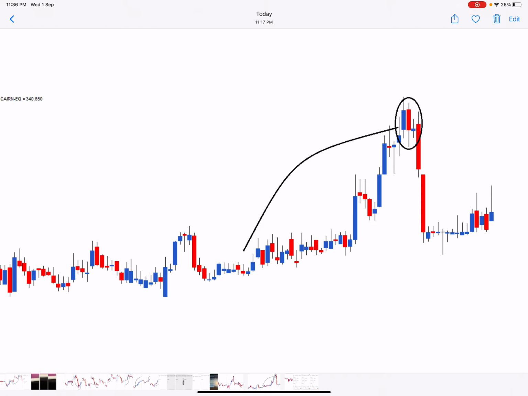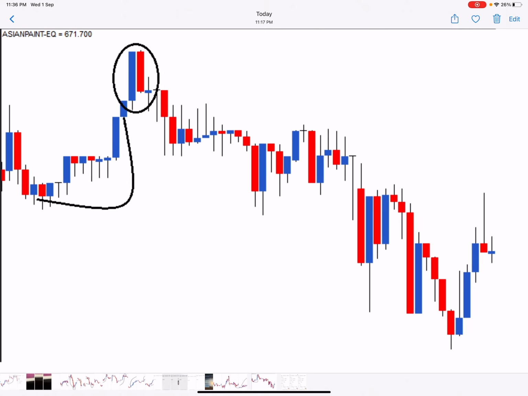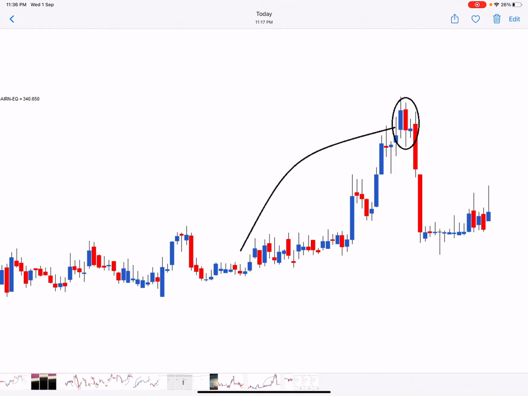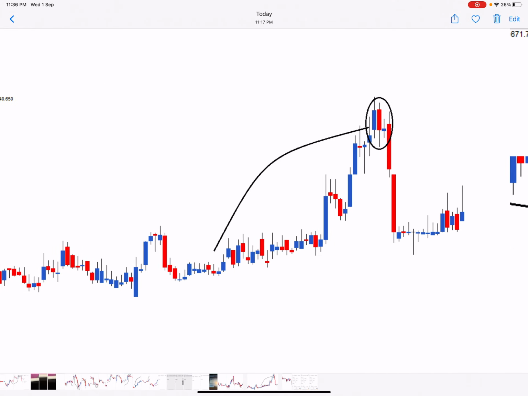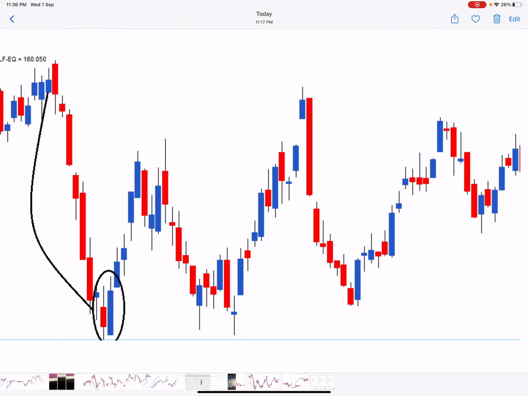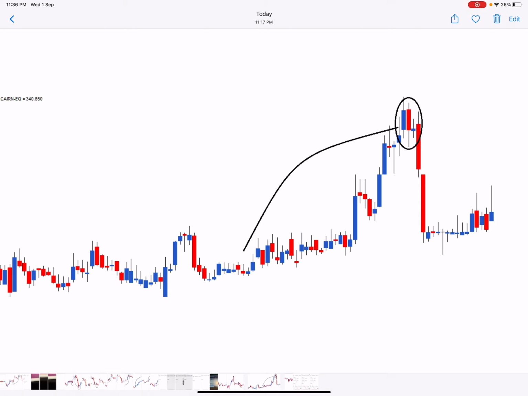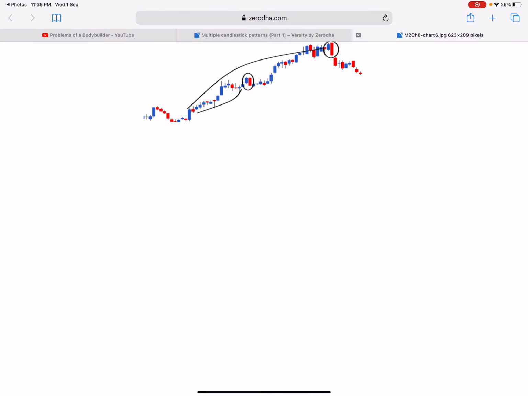Take a look at the chart of Ambuja Cement. So this is the chart. So take a look at this chart of Ambuja Cement. You can look at this chart.